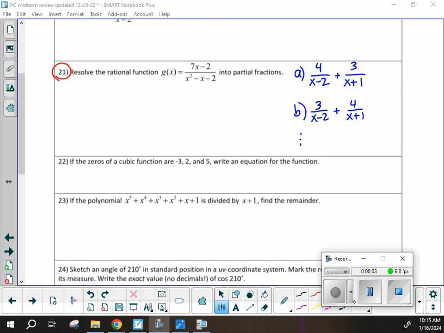Okay, number 21, partial fractions. Typically a pretty lengthy problem to get from the original fraction split apart into the sum of its two partial fractions. And look at, I tried to make this sort of like a multiple choice question, so our final answer is going to look something like A or B.